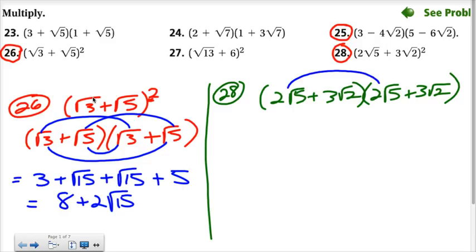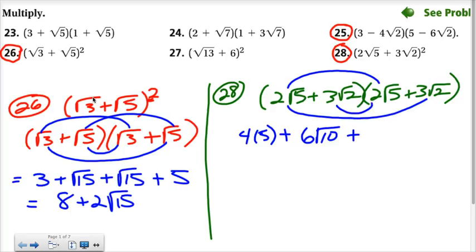First times first. Well, 2 times 2 is going to give you 4. And the square root of 5 times the square root of 5 is going to give you 5. And then I go to the next term, and the reason I wrote a plus down already is because this has addition in both pieces. Then we're going to do outside times outside. Well, 2 times 3 is 6. Again, I keep saying the answer before I read this out. Then the square root of 5 times the square root of 2 is the square root of 10. Then inside times inside.